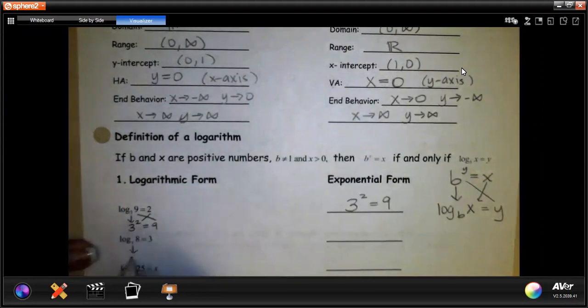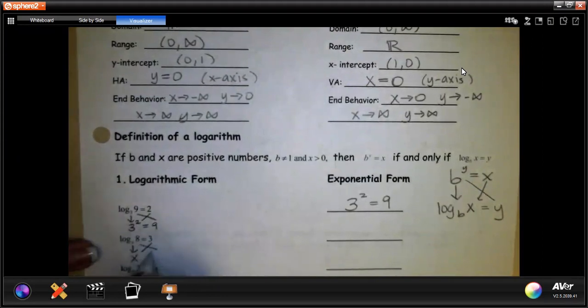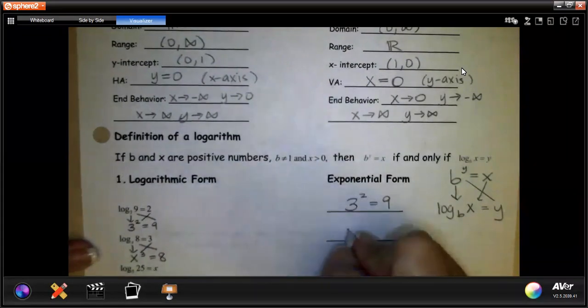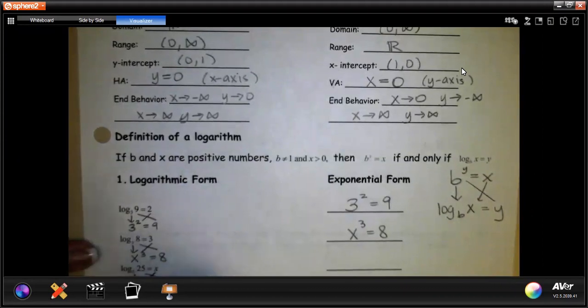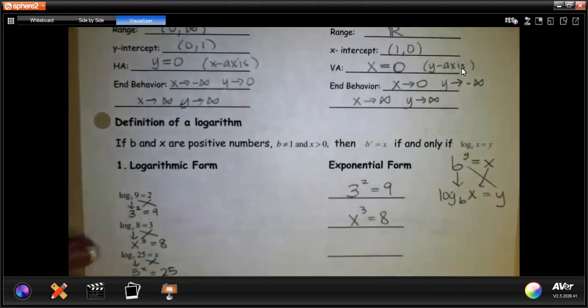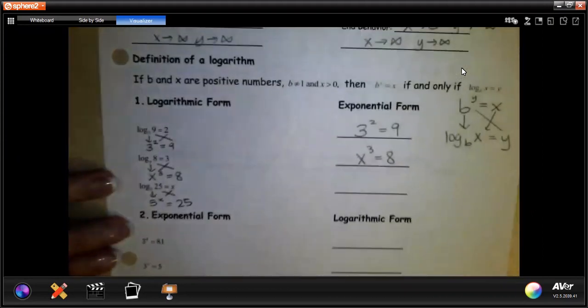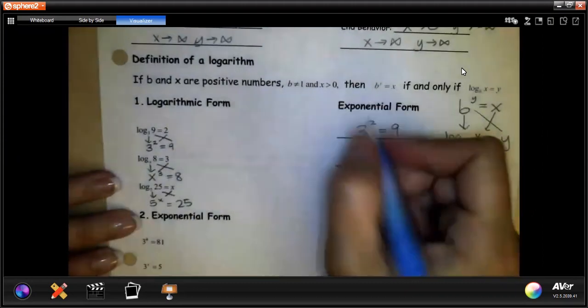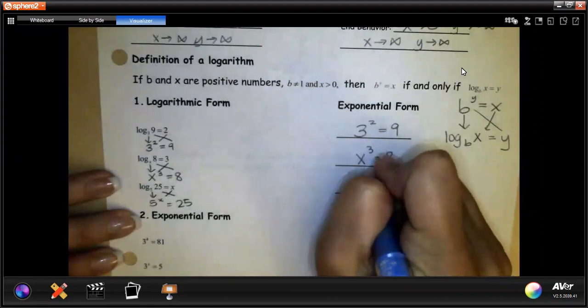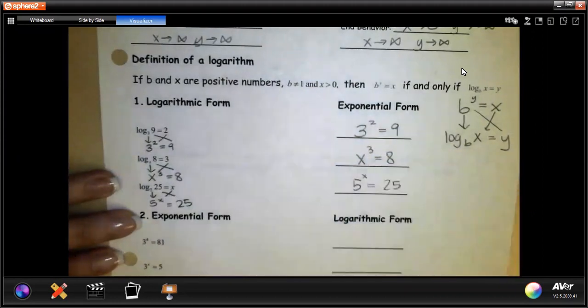Here's a second one. We drop it. The base on the log is the base on the exponent. The switch, so I get x to the third is equal to 8. And then for our last example here, we drop the 5 and switch those. We get 5 to the x power is 25. Sorry about that, you couldn't see that. So the base on the exponent is the base on the log. And then the other two switch.